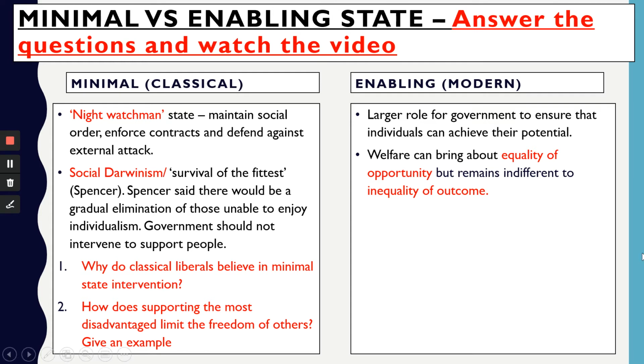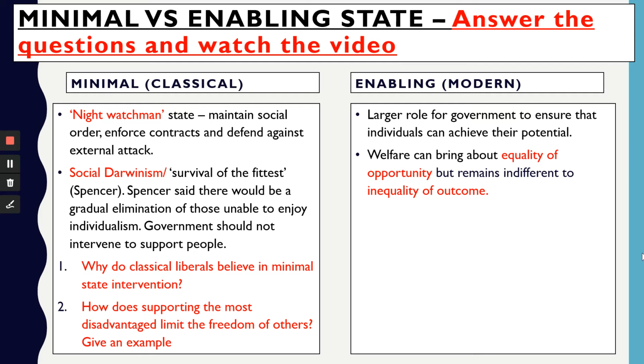They believe welfare can bring about equality of opportunity. Equality of opportunity is when everyone's got the same chance to be successful. And if you've got a welfare state that perhaps provides assistance financially, it gives people the opportunity, levels the playing field a little bit. But they remain indifferent to inequality of outcomes. So they don't really care that somebody perhaps might not get the same outcome as another person.